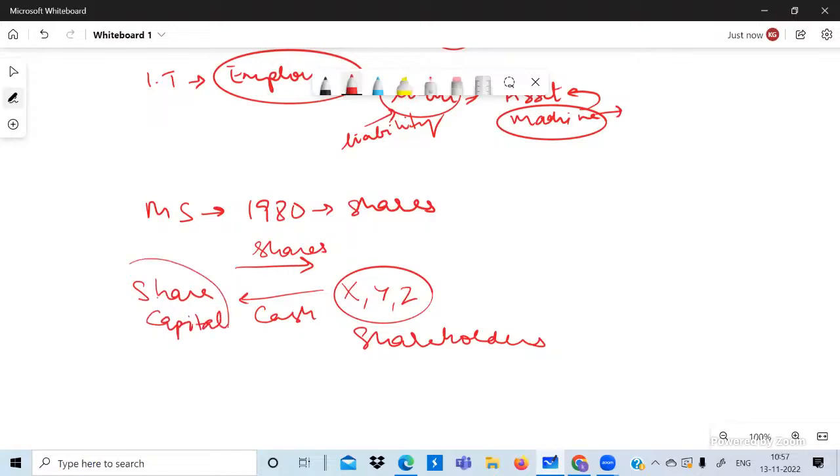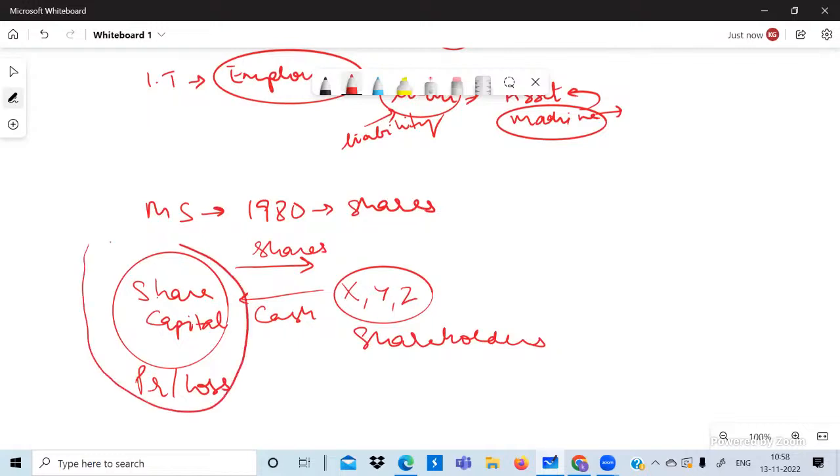So this share capital belongs to the shareholders. Along with this, the company will be generating revenue, or maybe it's incurring a loss. So that profit or loss also belongs to the shareholders. Put together, this is known as shareholders fund. So shareholders fund is the fund which belongs to the shareholders, either the share capital or the profits and losses.